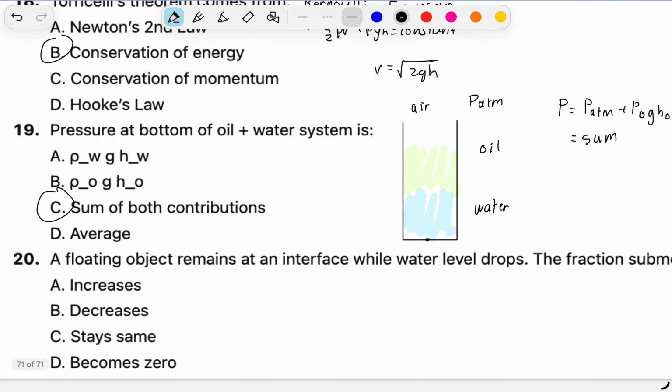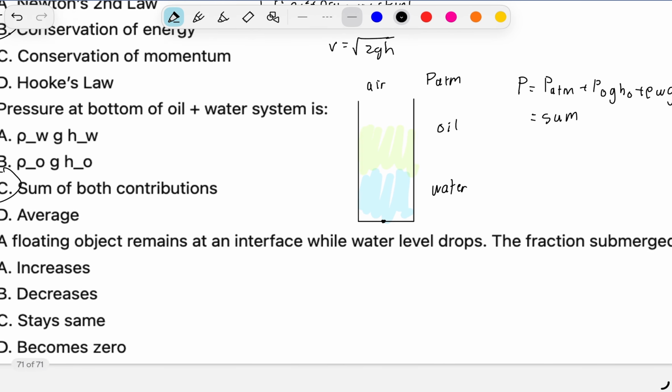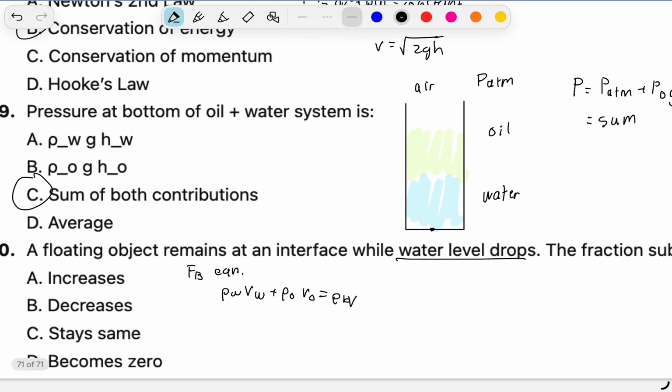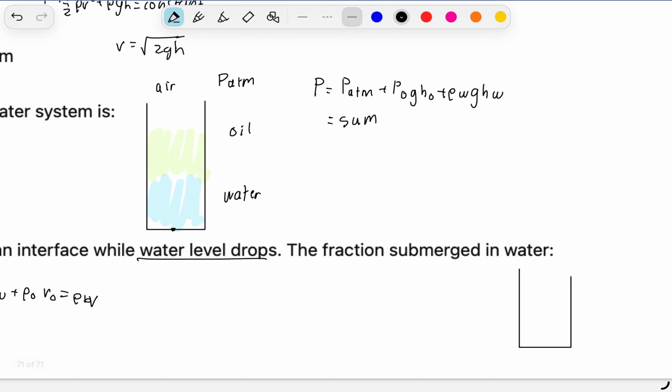Now we have a floating object that remains at an interface while the water level drops. The fraction submerged in the water is going to be what? Well, as our water level drops, we're going to have to think of this with buoyancy. So our buoyancy equation: density water times V water plus density oil times V oil is equal to density of the block times V. So if we draw this out for our problem, we're going to have the volume be that V.